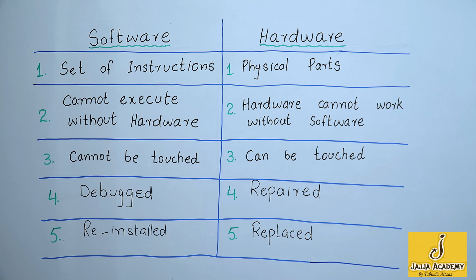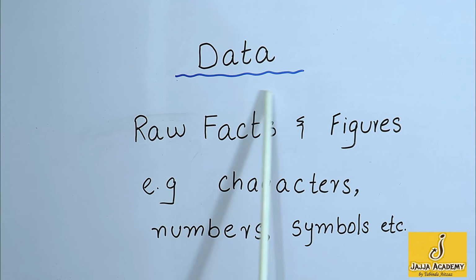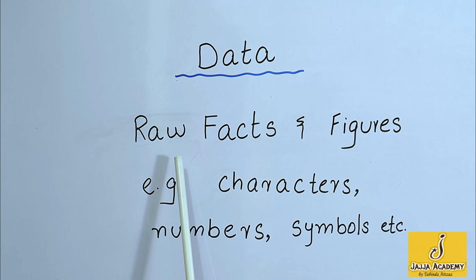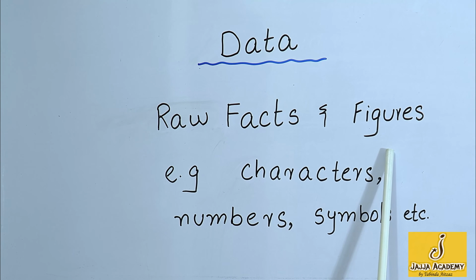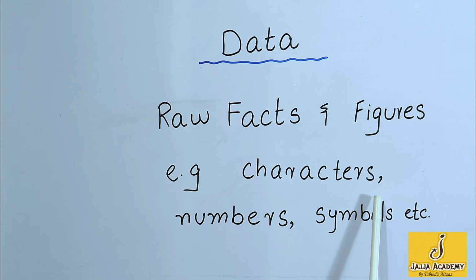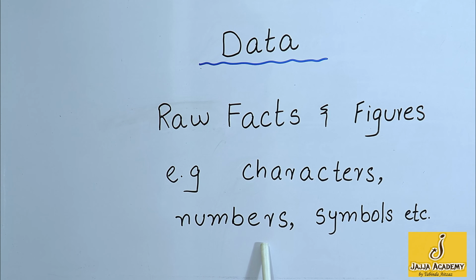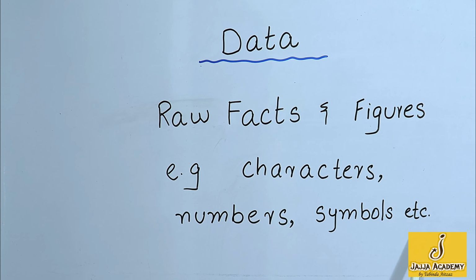Now let's discuss data and information. Let's define data. Data is a collection of raw facts and figures. For example, characters like alphabetic characters, numbers such as 0 to 9 digits, and symbols, etc.